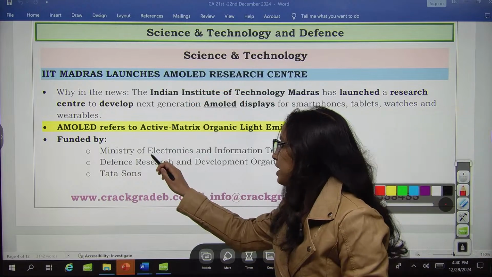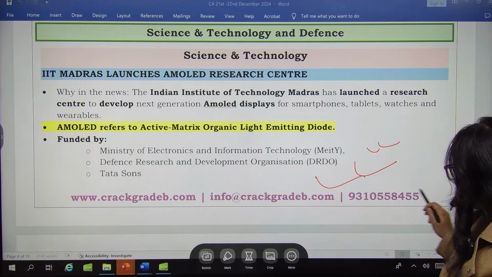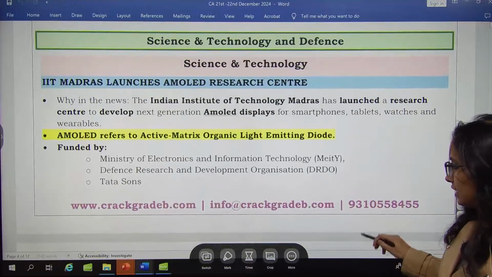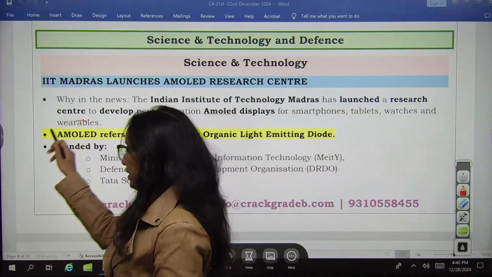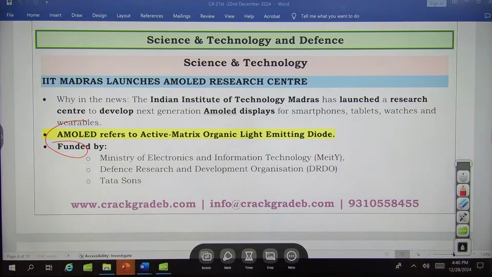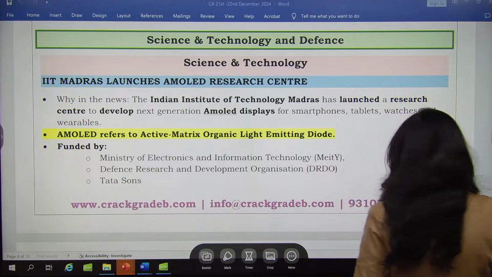This is being funded by MeitY, Ministry of Electronics and Information Technology, also by DRDO, also by Tata Sons. Basically, why they are funding this technique is, it is cost friendly. It is going to reduce the cost. You see, the electronics industry is quite costly to produce all these items. It will help in a better profit margin and also help small entrepreneurs enter this market. So it boosts Indian manufacturing of electronic equipment. That's why the government, MeitY and DRDO, is supporting and funding this.